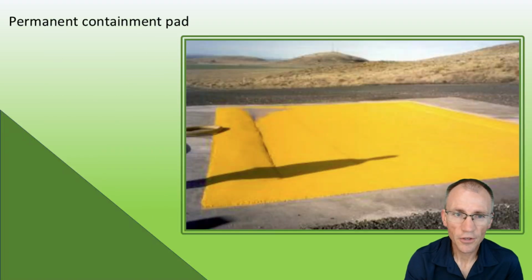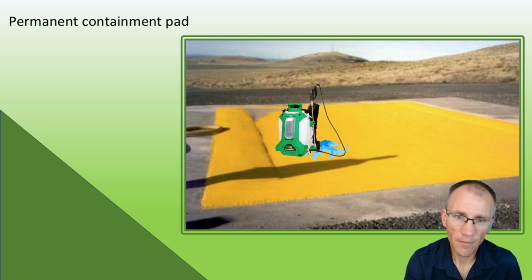In this image, you're seeing a permanent containment pad, and as you can see, this one covers a pretty large area, so you can understand why we're saying no matter what we're doing with pesticides, mixing, loading, cleaning equipment, or whatever in that area, we've got a nice permanent containment pad to pick up those pesticide residues and make sure they don't get into the environment.